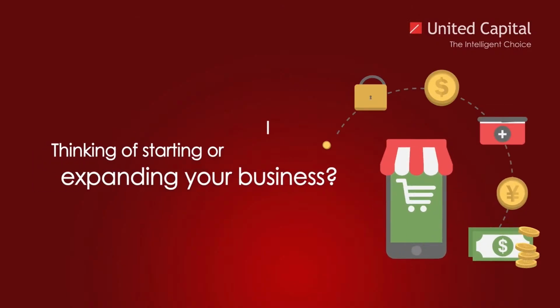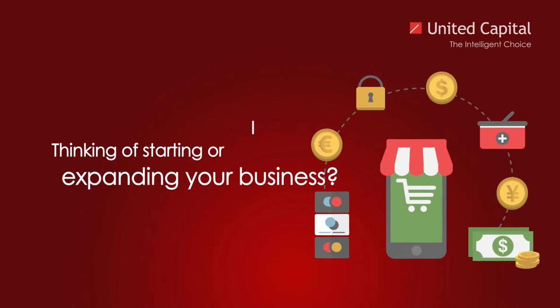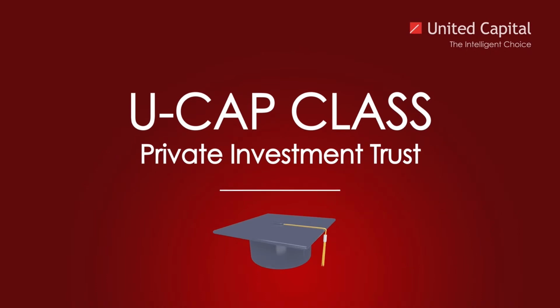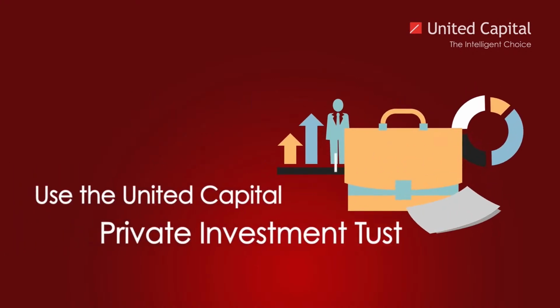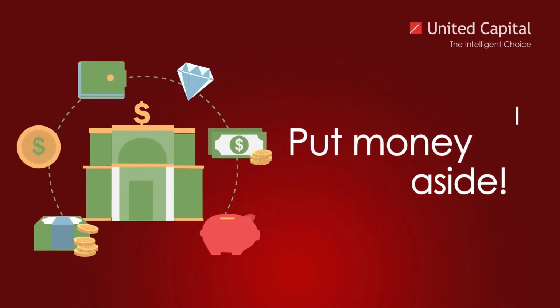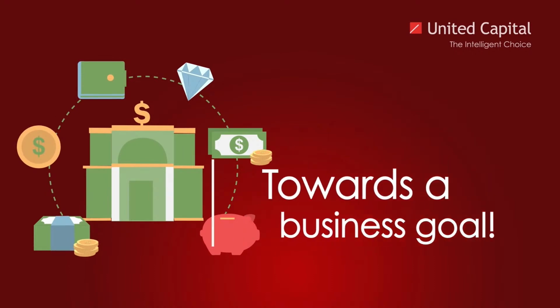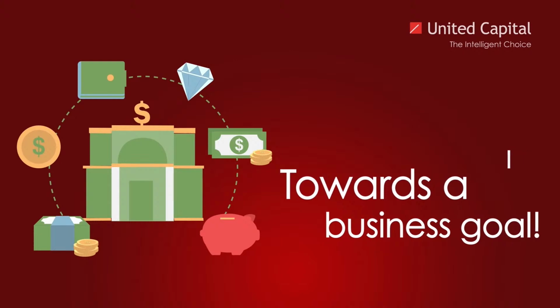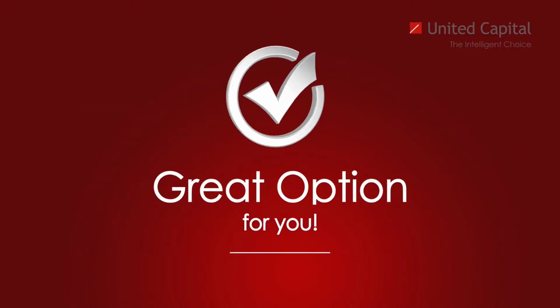If you're thinking about starting or expanding a business, one thing to be considered is cash flow. In today's UCAP class, we'll show you how you can invest ahead to ensure cash flow in your future business. You can use the United Capital Private Investment Trust to increase your chances of business success. The Private Investment Trust is a financial instrument designed to make it possible for you to start putting money aside towards a business goal.